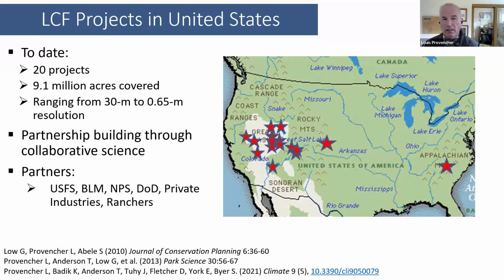We like the Spot 6-7 satellite at 1.5 meter resolution. That is pan sharpened, auto rectified and everything, multispectral. All of our work is done with partners. We don't do any work that is not with partners because we need numbers and data from the partners. And our partners are typically the Forest Service, the BLM, National Park Service, Department of Defense, private industries like the mining industry, and ranchers. This work has now been published, as you can see down there, and the last publication in the journal Climate 2021 is the one you may want to refer to.